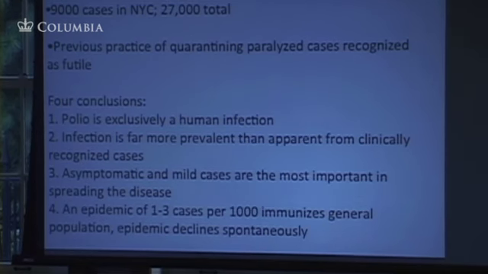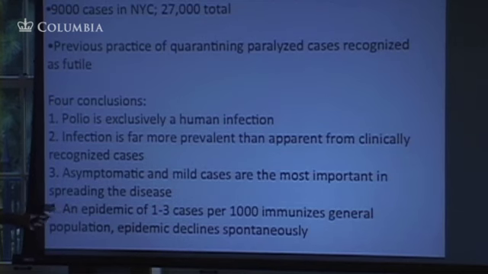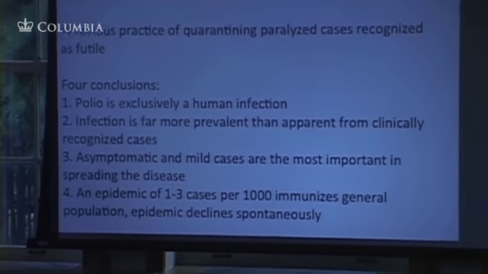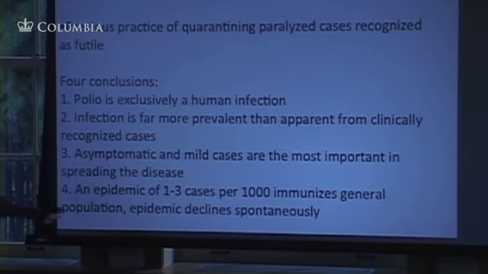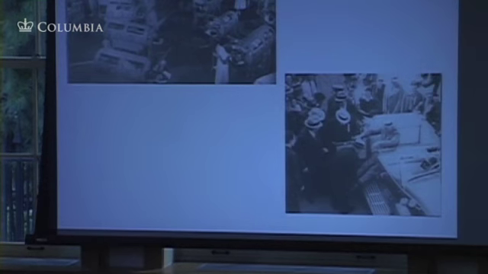As a consequence, if you have an epidemic where you have 1 to 3 cases per 1,000 people, this will immunize the general population. That's why epidemics are self-limiting, because you have enough infection without disease that the virus is spreading to everyone, and it basically immunizes everyone. So every polio epidemic is self-limiting, and it will only occur again when you have enough susceptibles in the population. So these were very important lessons learned.